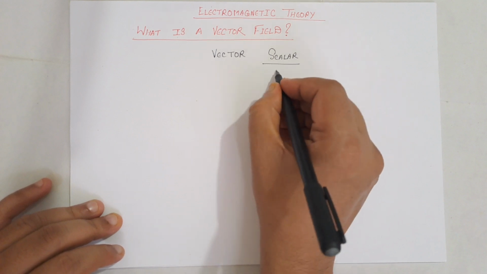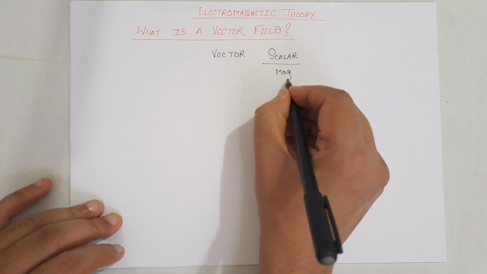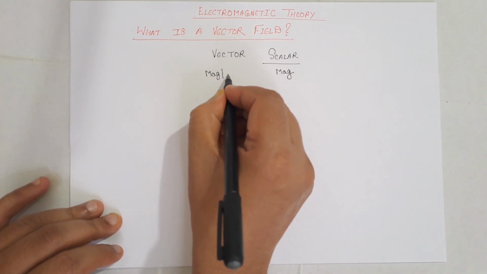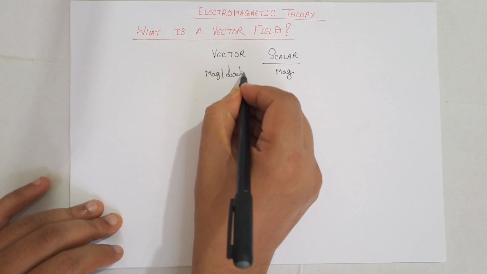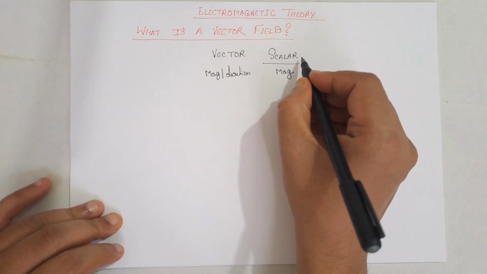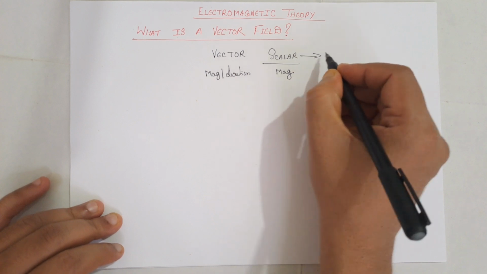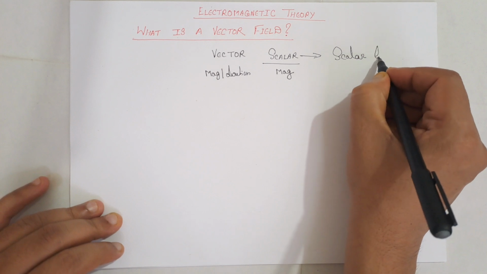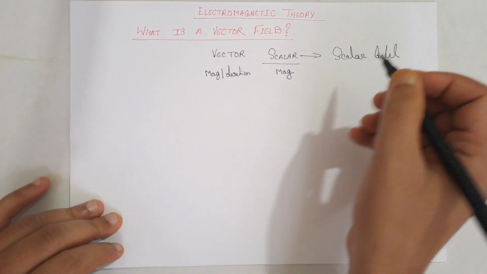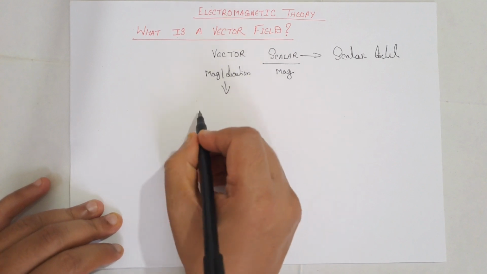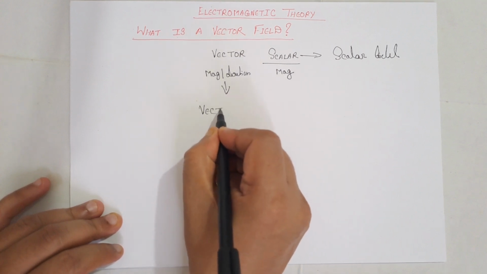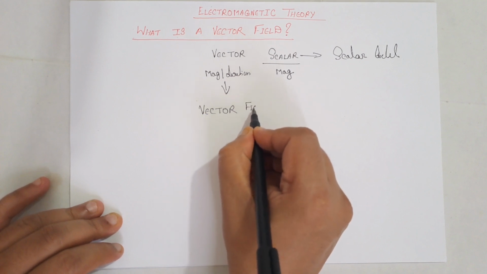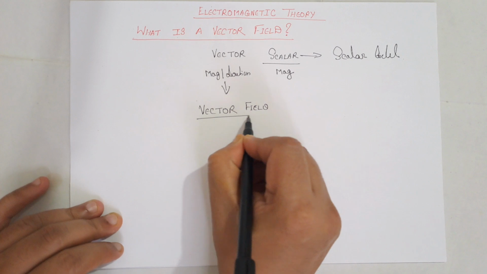Scalar has only magnitude, but vector has magnitude and direction. So scalar can form scalar field and vector can form vector field.